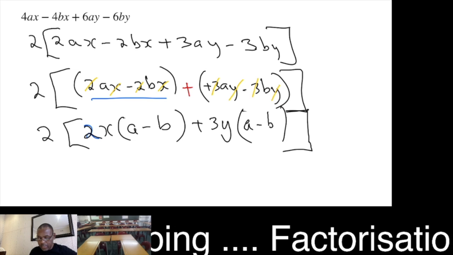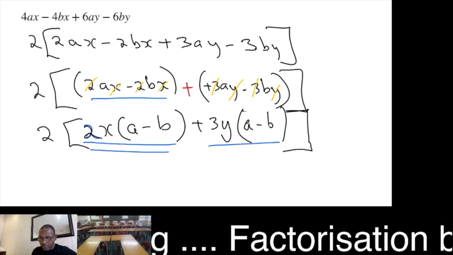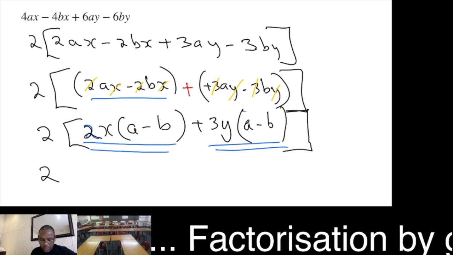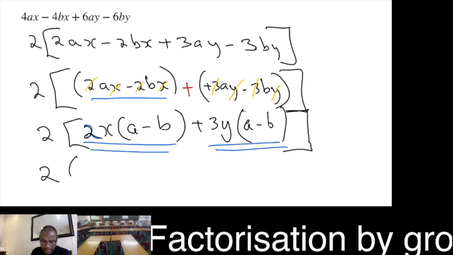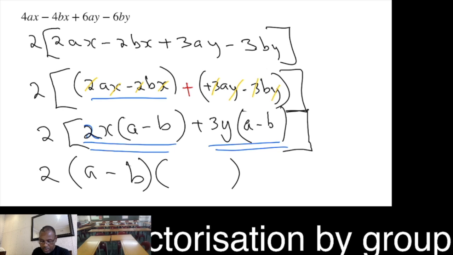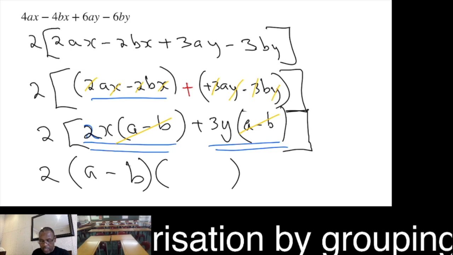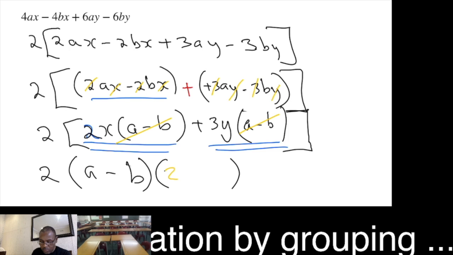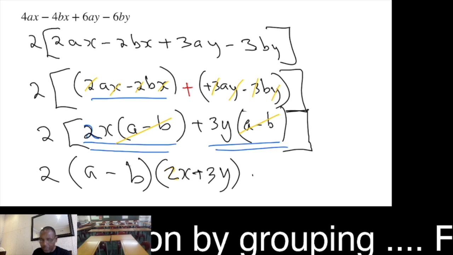Okay, this is still inside the square bracket. Now we need to factorize this further. This part and that part have something common. Don't forget your 2. So what is common is a minus b. Right, so a minus b is common. So if a minus b is common and out, we remain in there with 2x plus 3y. Right, so we remain with 2x plus 3y. And that will be our answer.